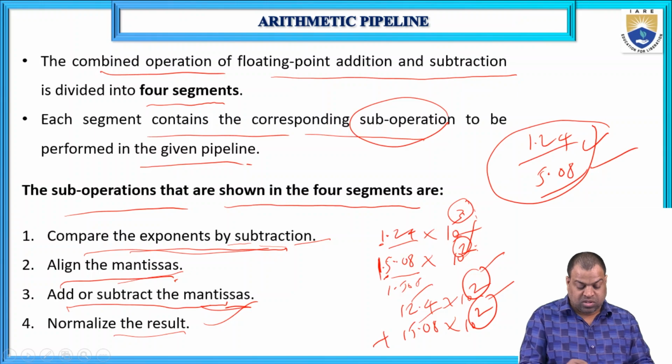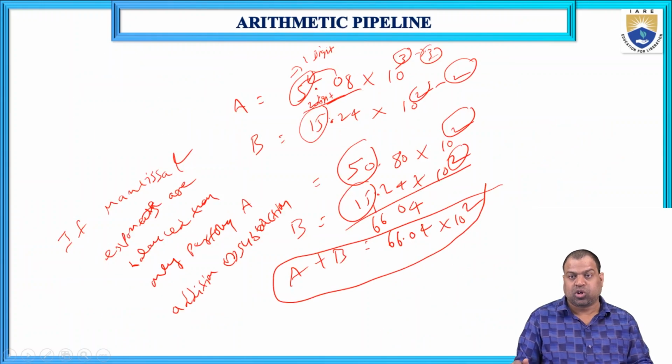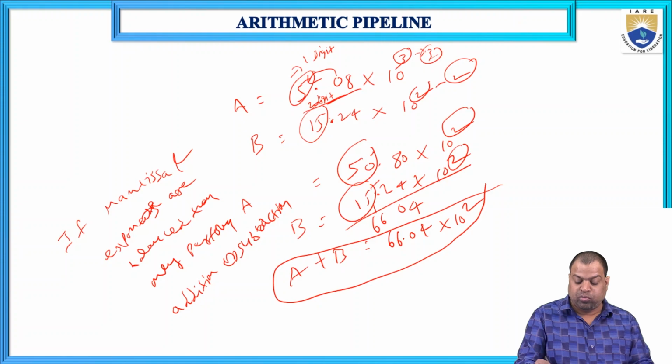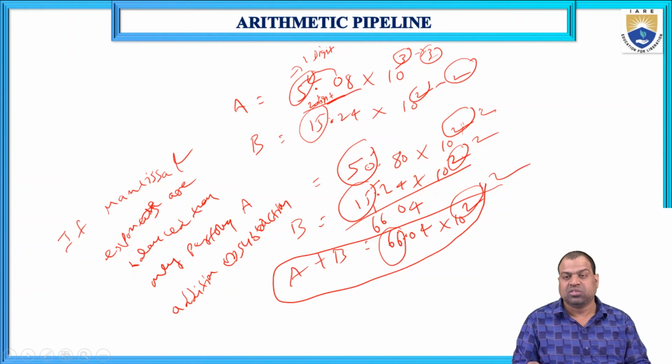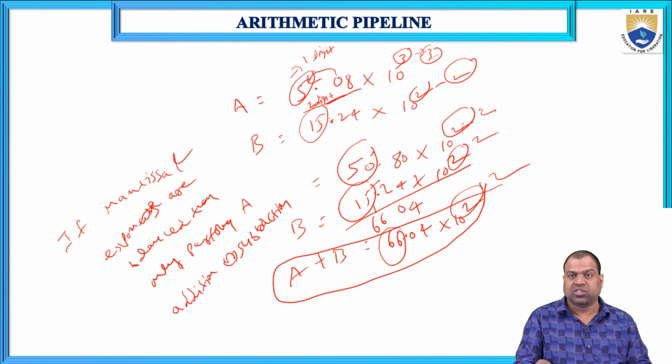Then normalize the result. The result should also be normalized. Why? Because here there are 2 digits of mantissa in A and B, so the result also we can balance. The result is 2 digits, and the exponent is 10 square, meaning the exponent value is 2. Here also the exponent value is 2, and the result also we have to balance with A and B. So 2, 2, 2, balanced. The mantissa is 2 digits, so the result also we should maintain as 2 digits. Then is it successful? Yes, we have successfully completed the arithmetic pipeline.